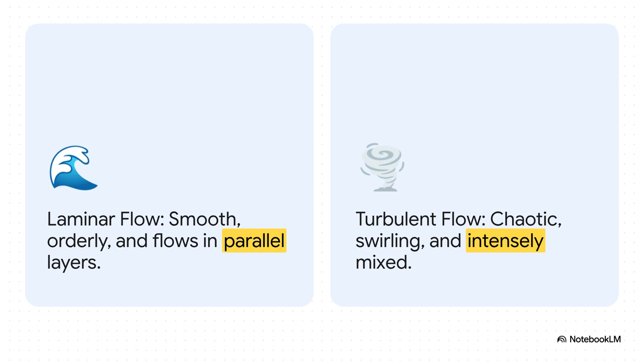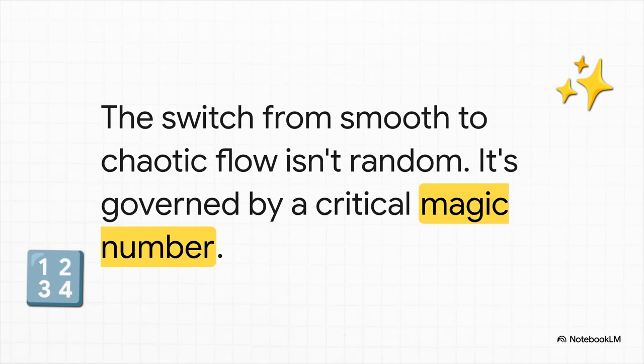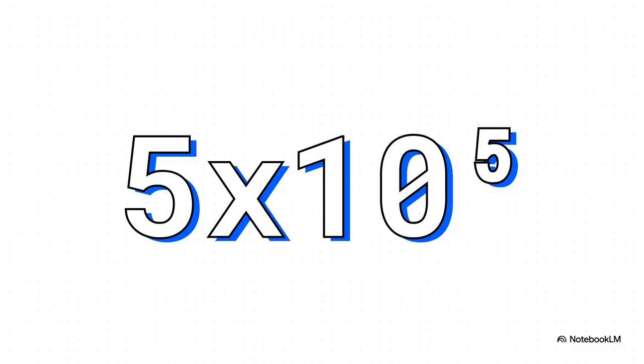Now, you'd probably assume that smooth, laminar flow is always better, right? I mean, all that chaotic mixing in turbulent flow just seems like it would create way more friction against the surface. And you'd be right about that, mostly. So what makes a flow decide to be smooth or chaotic? Is it just random? Not at all. There's a rule. The switch from smooth to chaotic is actually governed by a single, critical, magic number that can predict the exact moment the flow will trip from being nice and orderly into total turbulence. And here it is. It's called the Reynolds number.